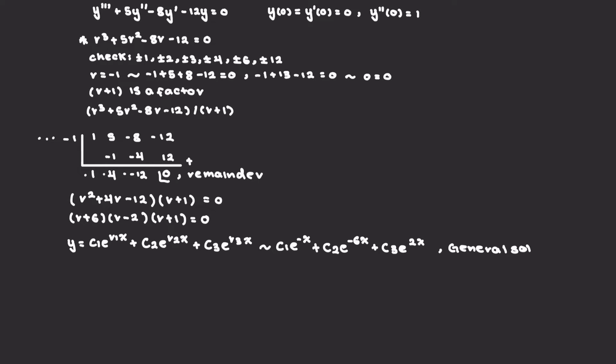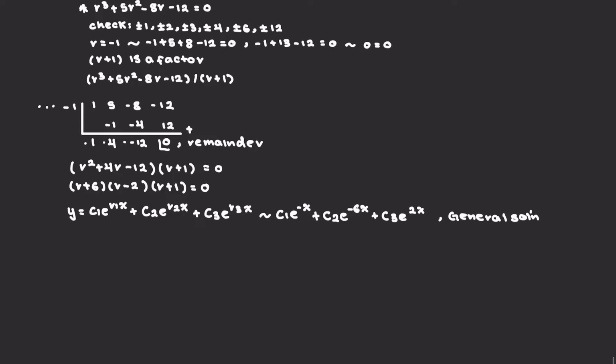But remember, the question is not asking for its general solution, because an initial condition is provided at the top of the question. So we need to find its particular solution. And how would we do that? Let's apply what we have here to our general solution.